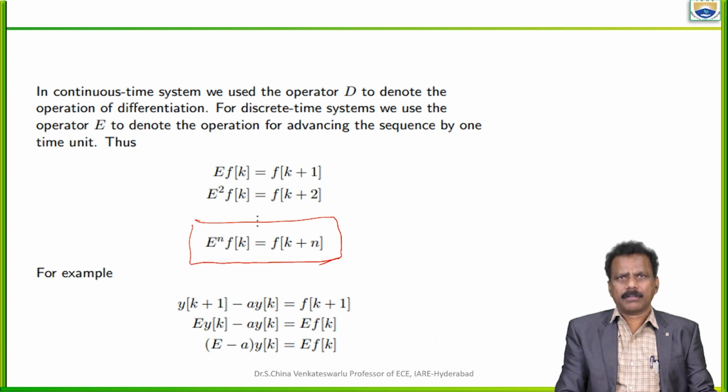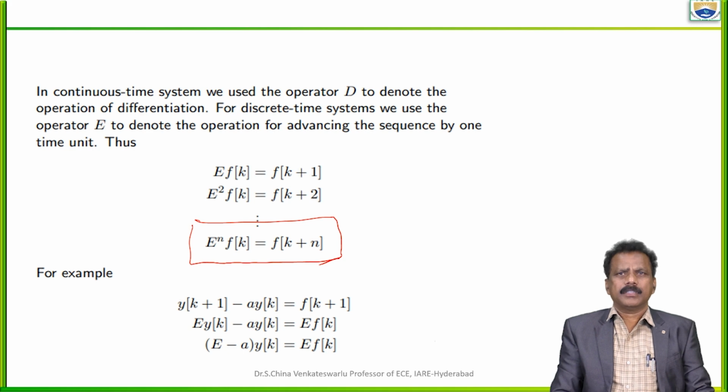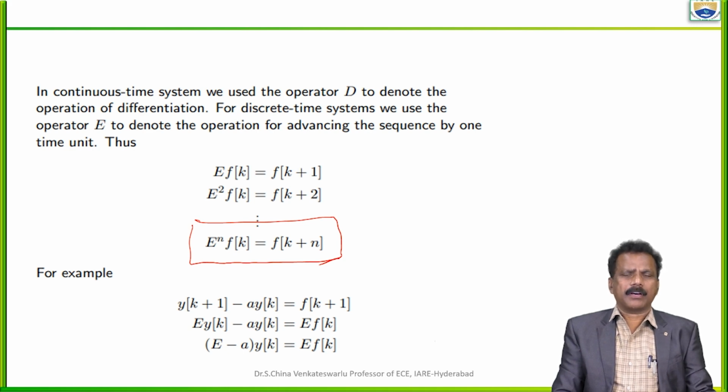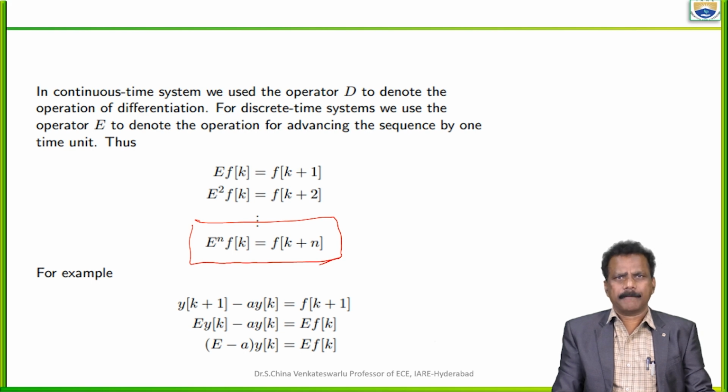By using this analysis in the CTS system, we use the operator D to denote the operation of differentiation. For DTS, we use the E operation for advancing the sequence by one unit, or one time unit, like E into f of k, or E square into f of k, and so on. Finally, E power n into f of k is equal to f of k plus n.